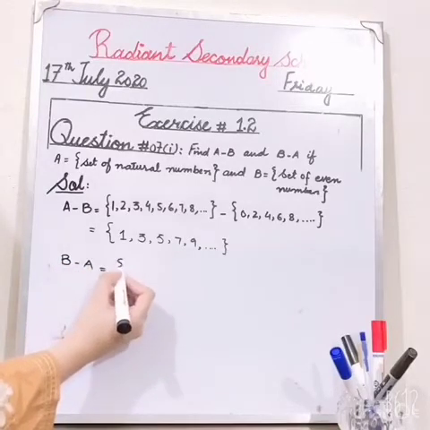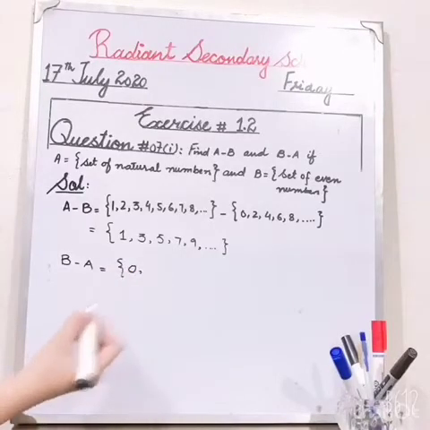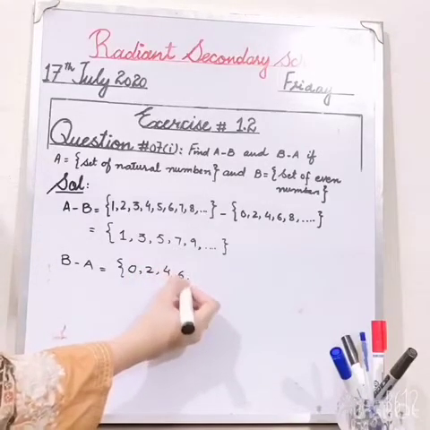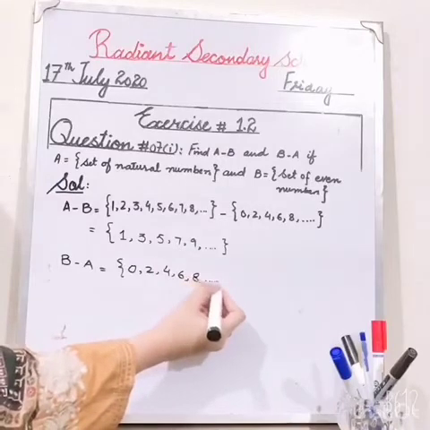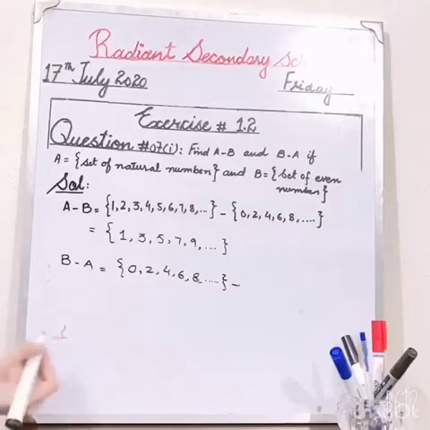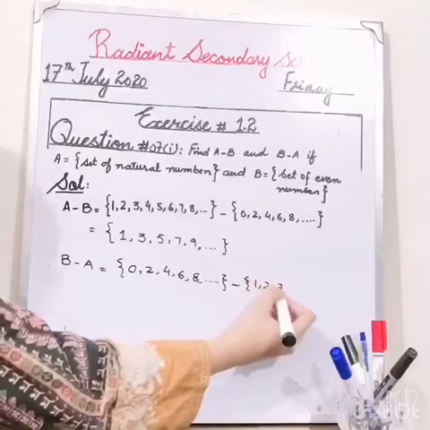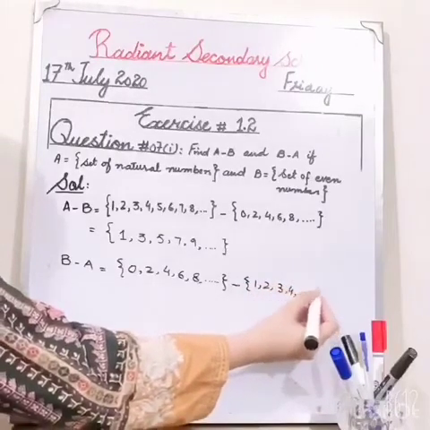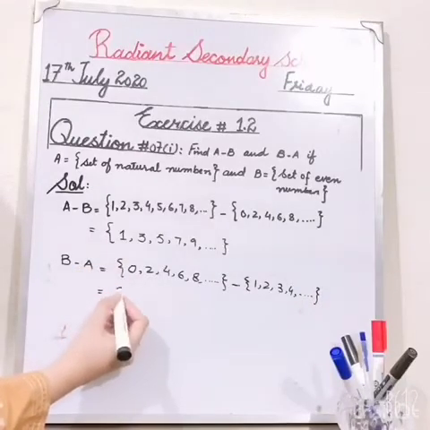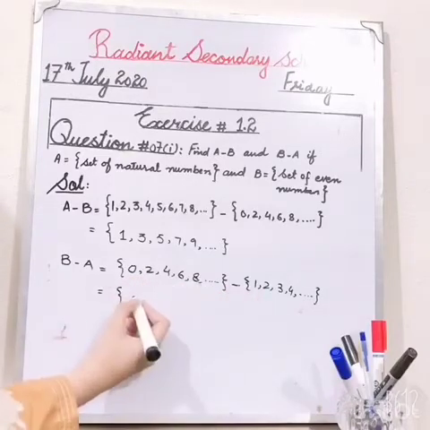In B minus A, you will write down B first. And what is B? It is the even number, set of even numbers. So 0, 2, 4, 6, 8, up to so on, minus A. A is set of natural numbers. So natural numbers are 1, 2, 3, 4, up to so on. All the numbers from 1 to onwards. Now, which elements you will write? 0 is present in this set but not in this set, so you will write 0.